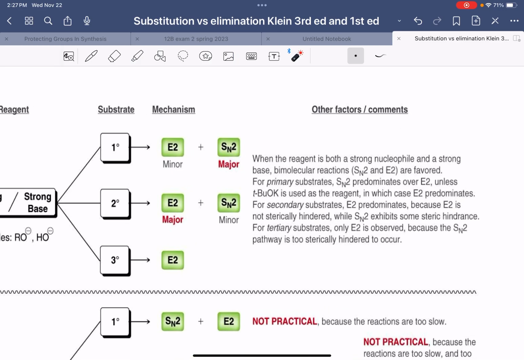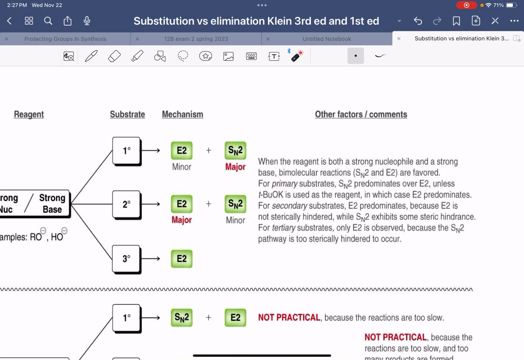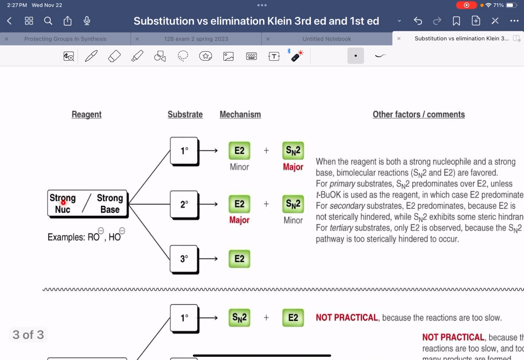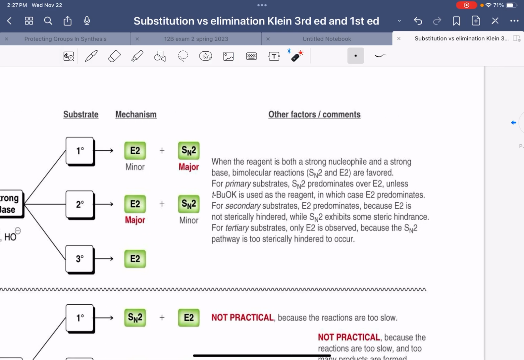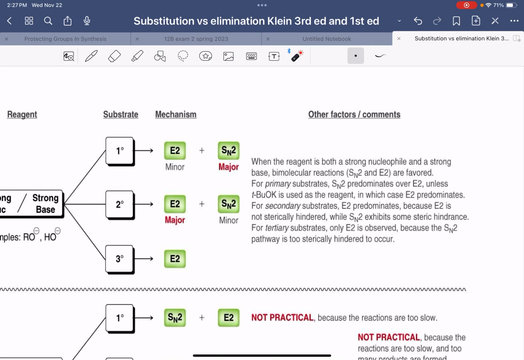Okay, and it mentions here, for primary substrates, SN2 predominates over E2 unless t-BuOK, so the t-butoxide, is used as a reagent, in which case E2 predominates. And that's because t-butoxide is a hindered base, so it's not as good a nucleophile as, say, hydroxide or ethoxide. And then it mentions here, you can read about this, secondary substrates, why E2 happens versus SN2, and then tertiary, why you would only get E2.